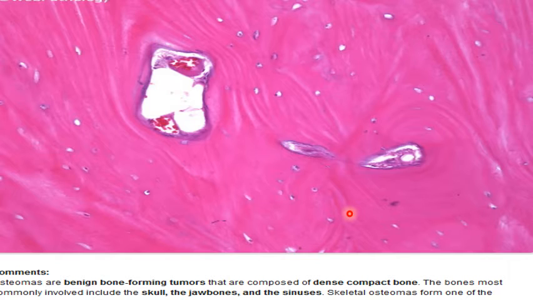How do we know this is osteoma and this is not the normal bone structure? Because clinically it was represented by a mass, and when we took this mass under the microscope, this is its picture. So this is not the normal bone. This is osteoma, ivory osteoma or compact osteoma. So osteoma is a benign tumor of the bone, composed of dense compact bone. The bones most commonly involved are the skull, jaw bones, and sinuses.